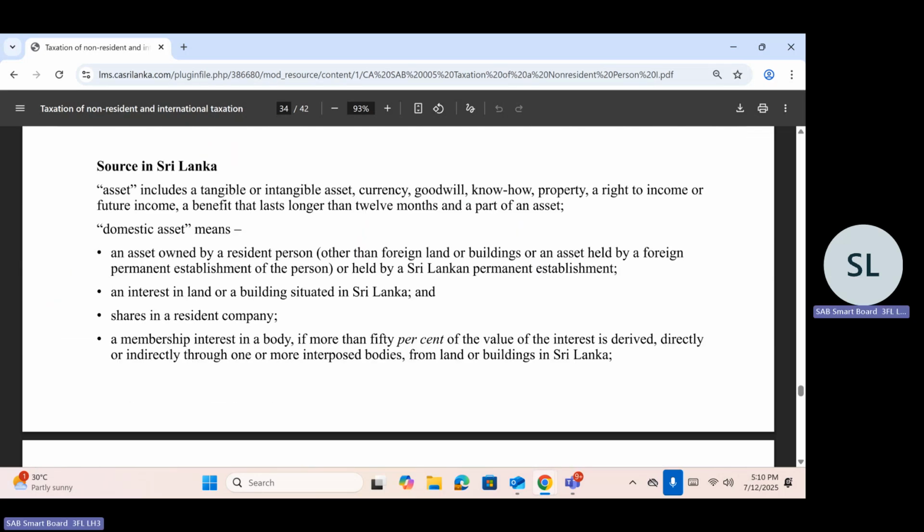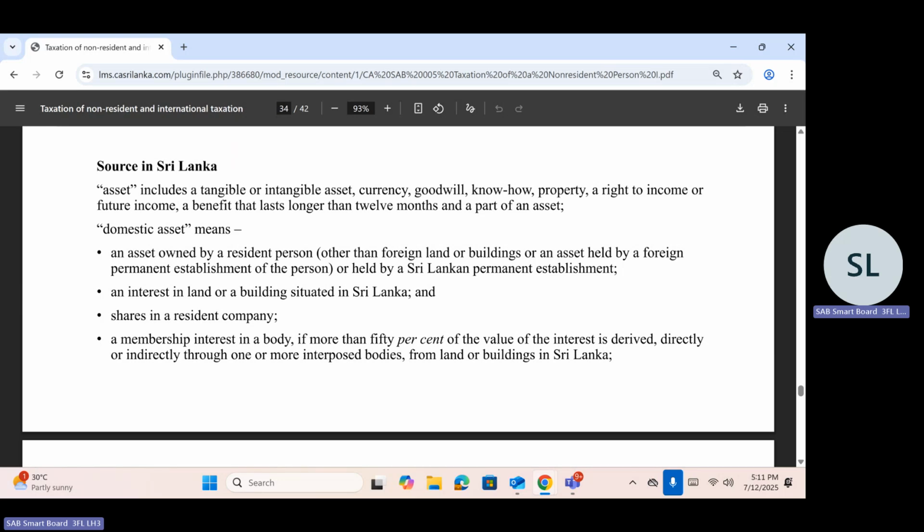Right. So assets include tangible or intangible assets, currency, goodwill, know-how, property, right to income or future income or benefit that lasts longer than a 12-month period, and a part of an asset shall be considered as an asset.